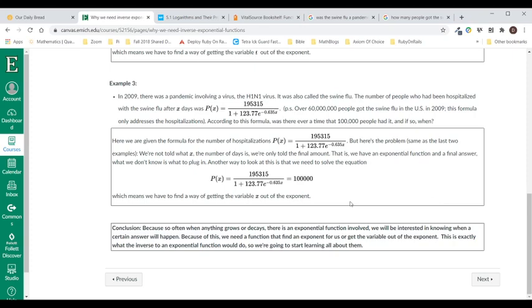Not plugging in the time and getting the answer. We're going to be given the answer and someone's going to say, okay, so when? Because of this, we need a function now that finds an exponent for us or gets the variable out of the exponent. This is exactly what the inverse to an exponential function would do. So right now, from the very scratch, we're going to start learning all about them.